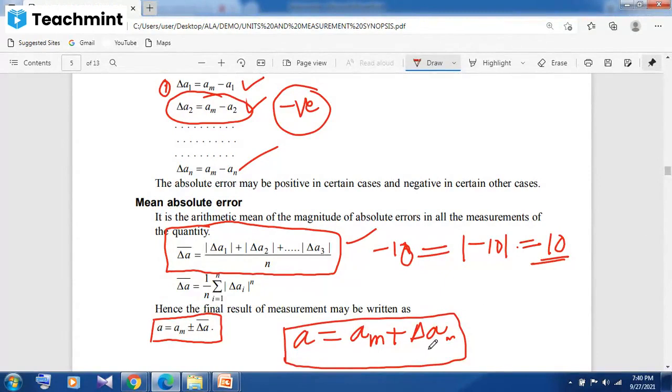Yes, sir. Sometimes the error might be there or might not be there. That is why we take plus or minus. That means we won't have certainty, so maybe plus, maybe minus. That is the meaning of this equation. Are all understanding this?